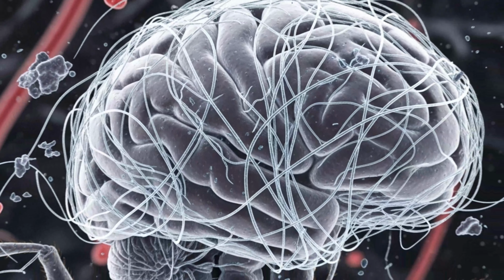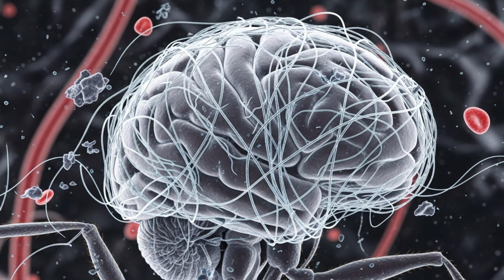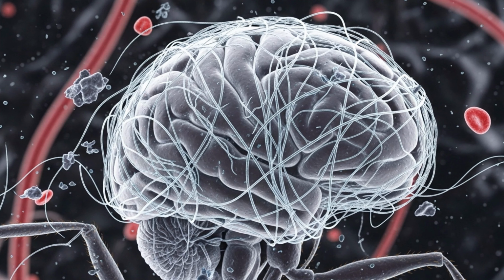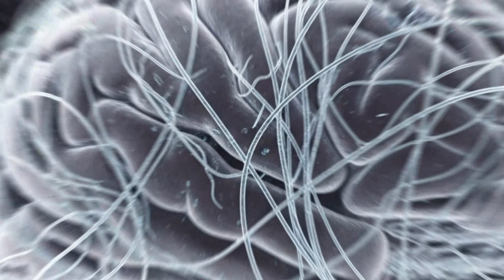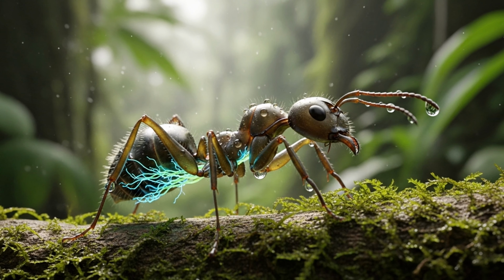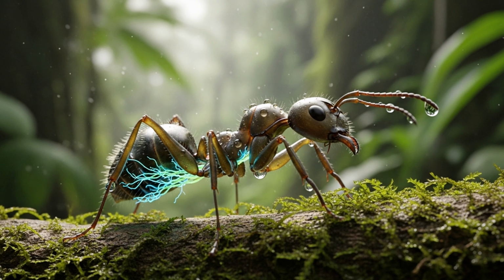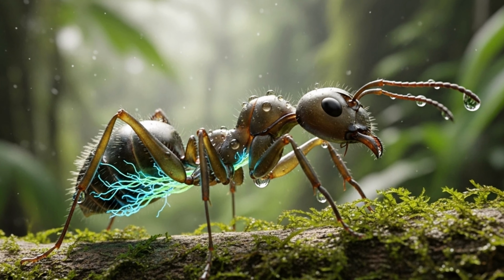Researchers using 3D imaging at Penn State University revealed that fungal filaments form a web-like network throughout the ant's body, allowing complete motor control. The ant's brain is still intact, but it's no longer in charge. The organism inside it has taken over, turning the body into a remote-controlled shell.